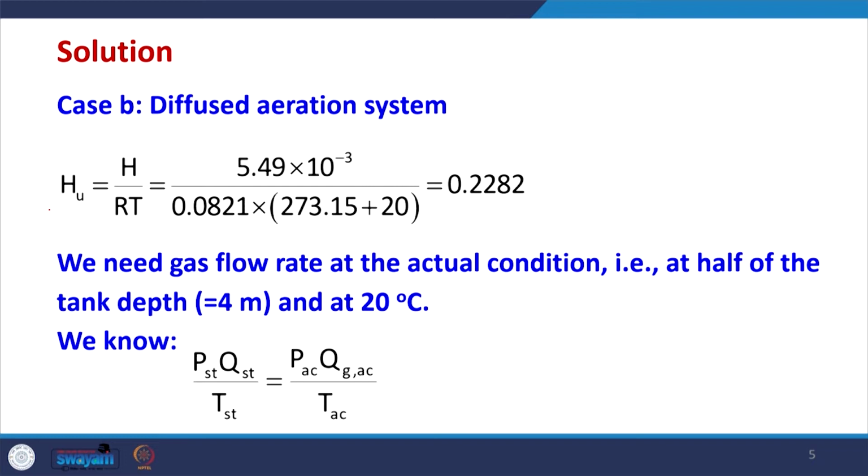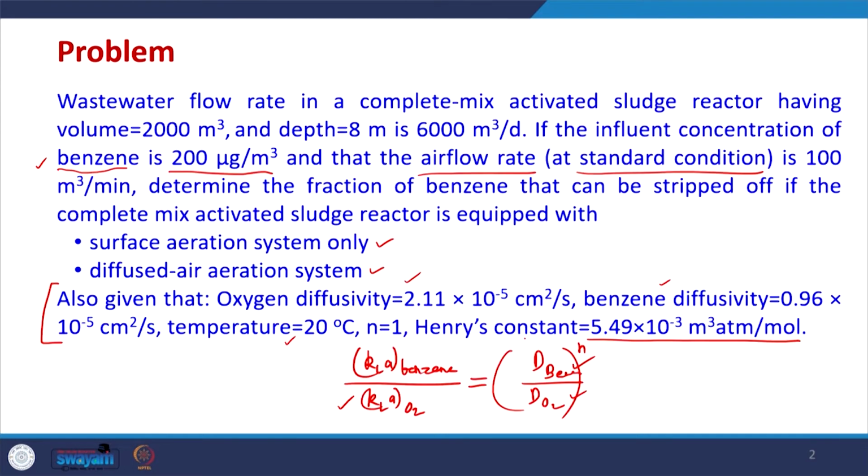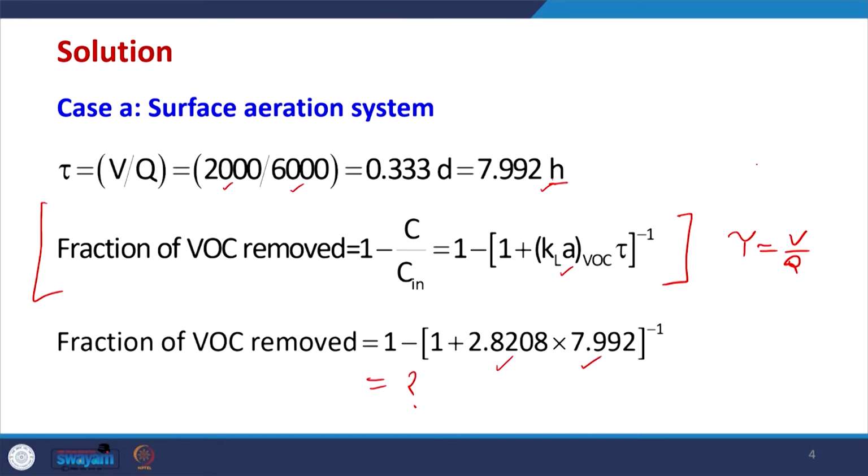First we have to find out the dimensionless Henry's constant. For this we are dividing by RT, using appropriate units so that it is dimensionless. This is the first step. The second step is that we have to find out the gas flow rate at the actual condition. In the problem it is given that we have the flow rate outside the system at 100 meter cube per minute at standard condition. So, standard condition is known.